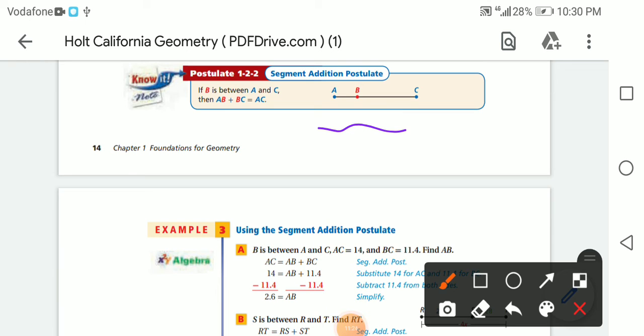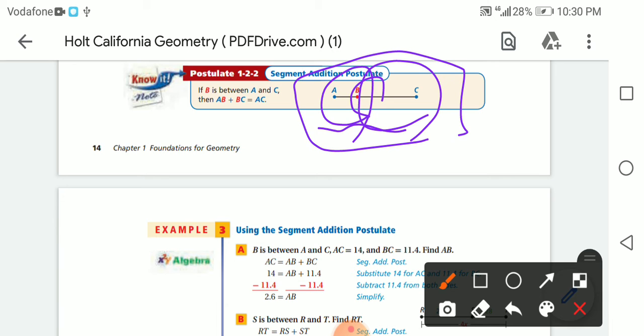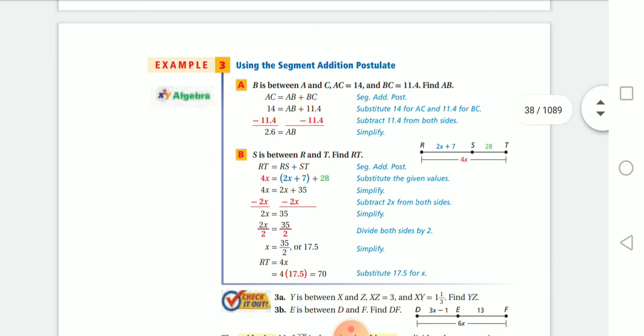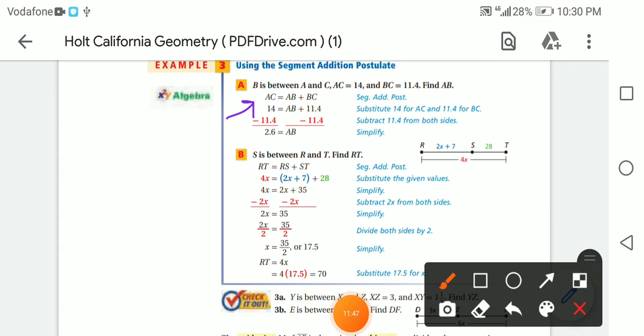Segment addition postulate. When I say here, if B is between A and C, then AB plus BC gives you AC. So this is the segment addition postulate. So using the segment addition postulate, B is between A and C. AC is 14, and BC is 11.4. Find AB.